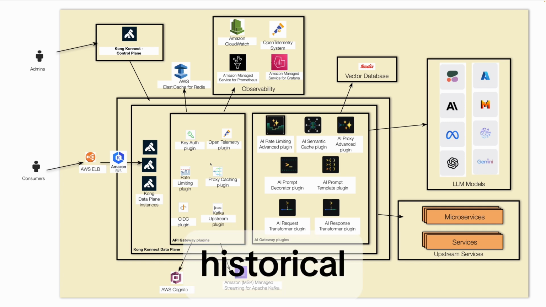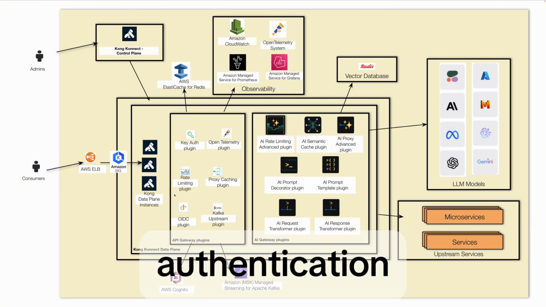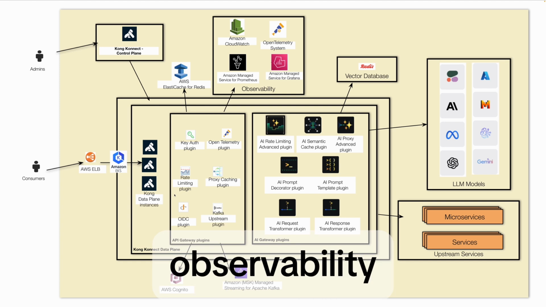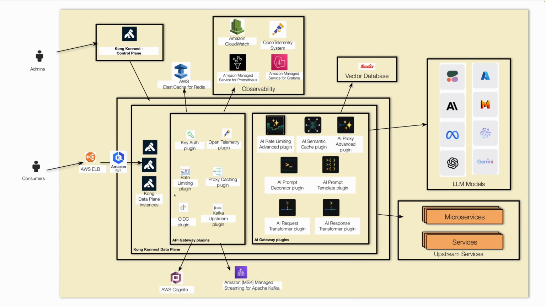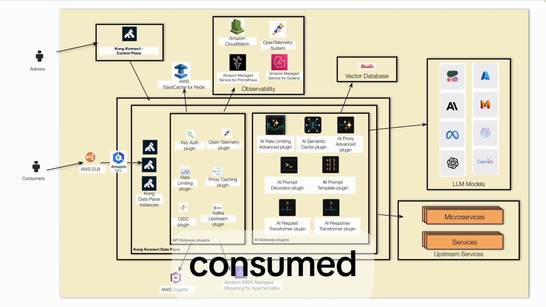On the left, the historical and regular API gateway plugins, implementing all sorts of policies, including, for example, OIDC-based authentication processes with Cognito or observability with CloudWatch. At the same time, on the right, there's another plugin collection for AI-based use cases. For example, the AI Rate Limiting plugin implements policies based on the number of tokens consumed by the requests.